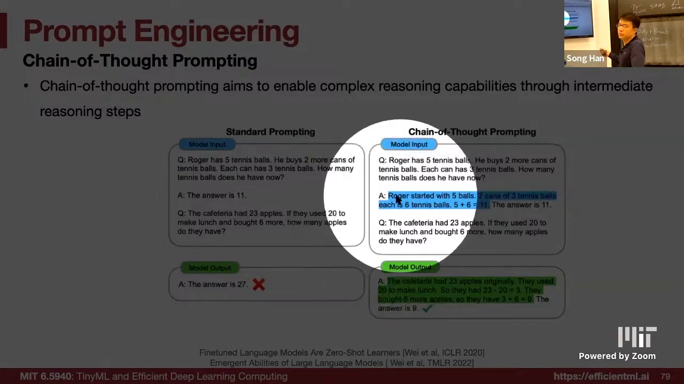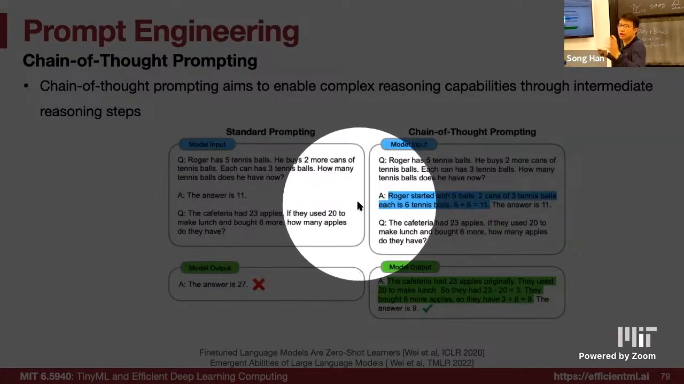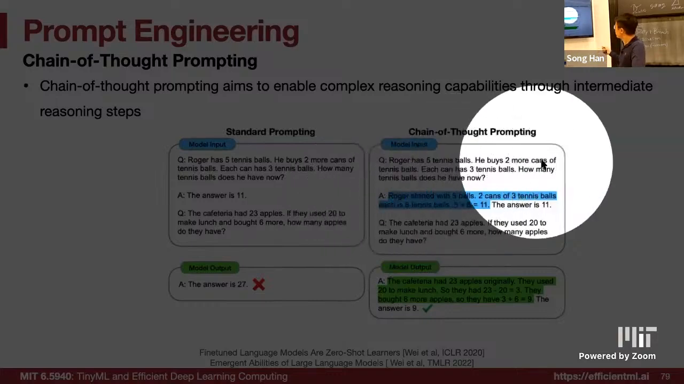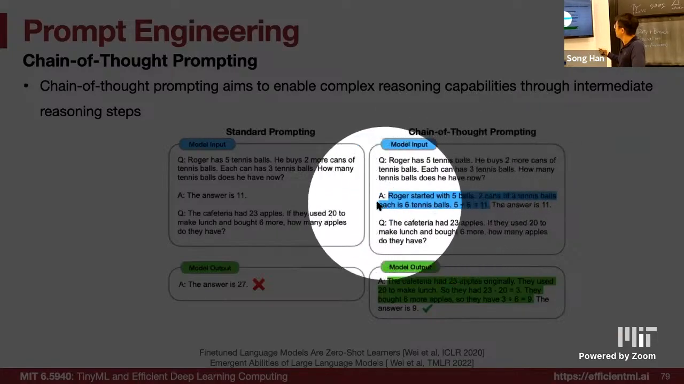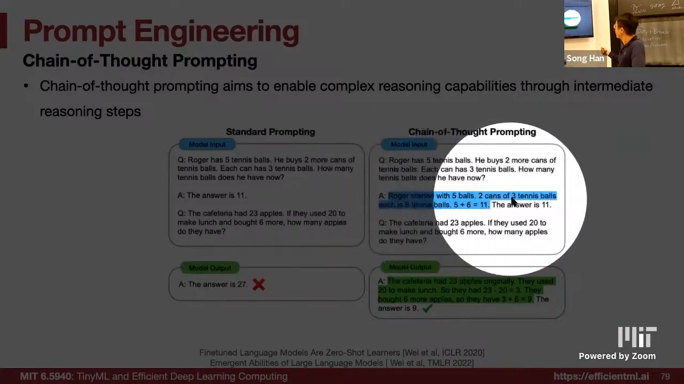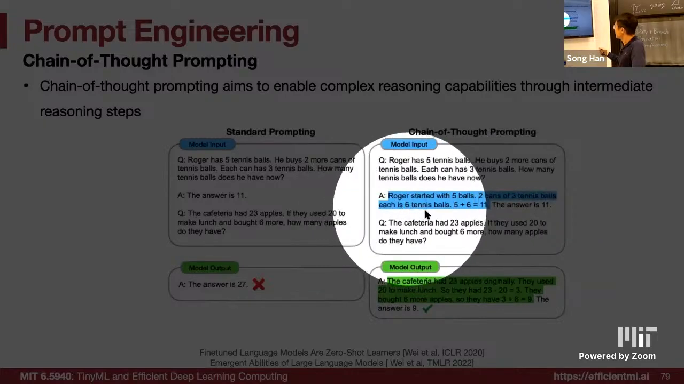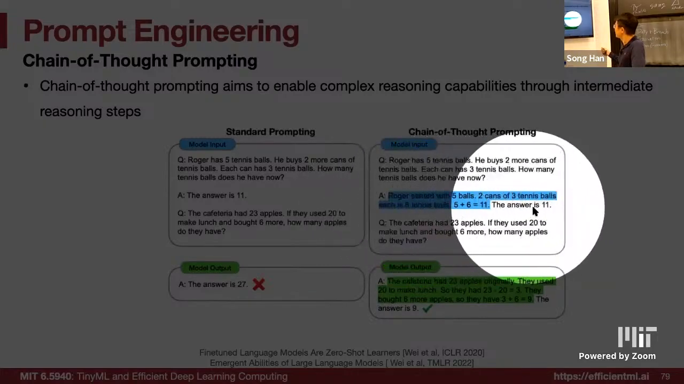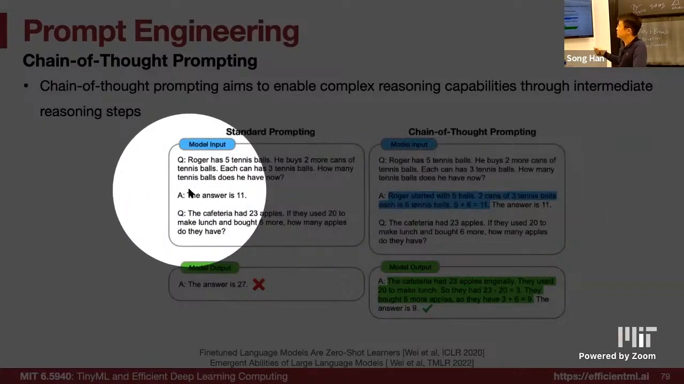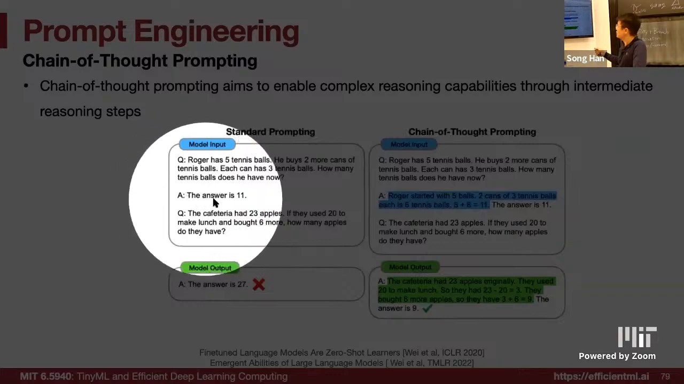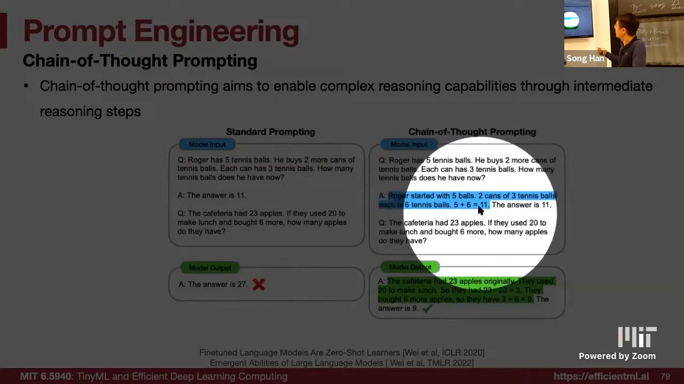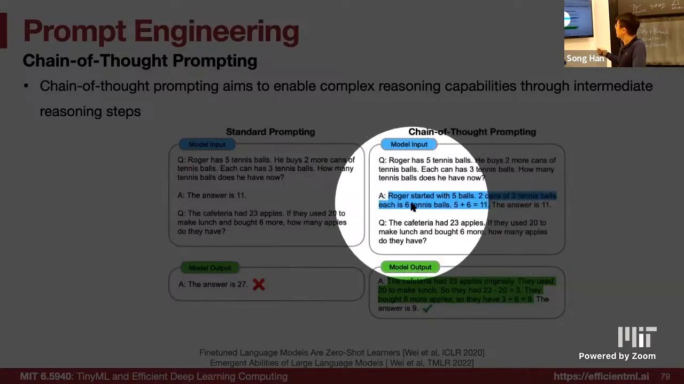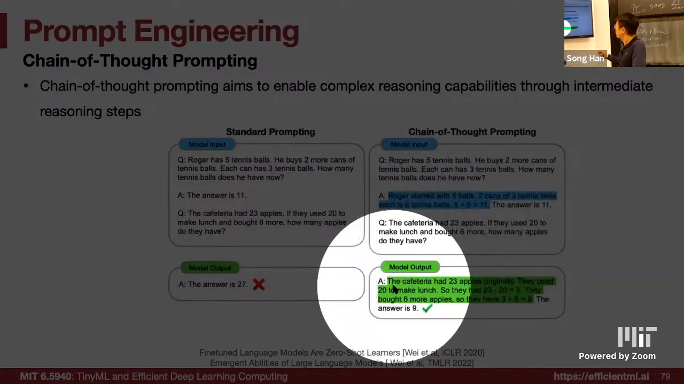But if we give the chain of thought, like what is the thinking process? Given the first example: 5 tennis balls to start with. He buys 2 more cans. Each can has 3. Roger started with 5 balls. 2 cans of 3 tennis balls is 6 tennis balls. 5 plus 6 is 11. The answer is 11. Compared with the initial demonstration, the new answer is much more informative, and therefore, given a new input, the model can also follow the format.